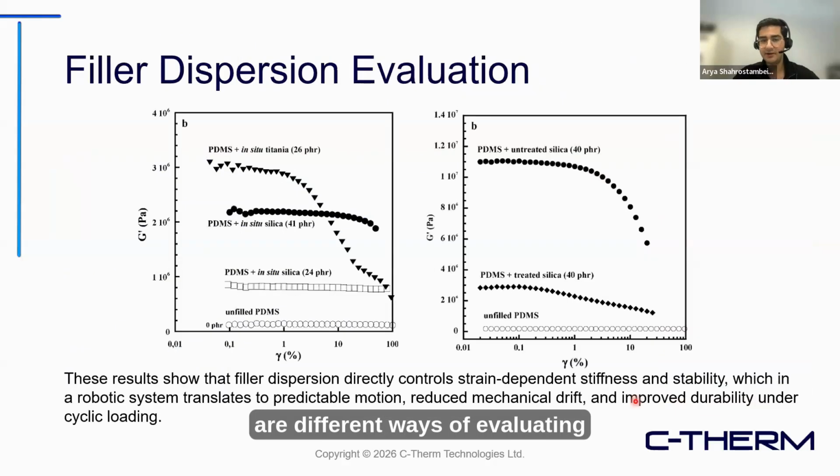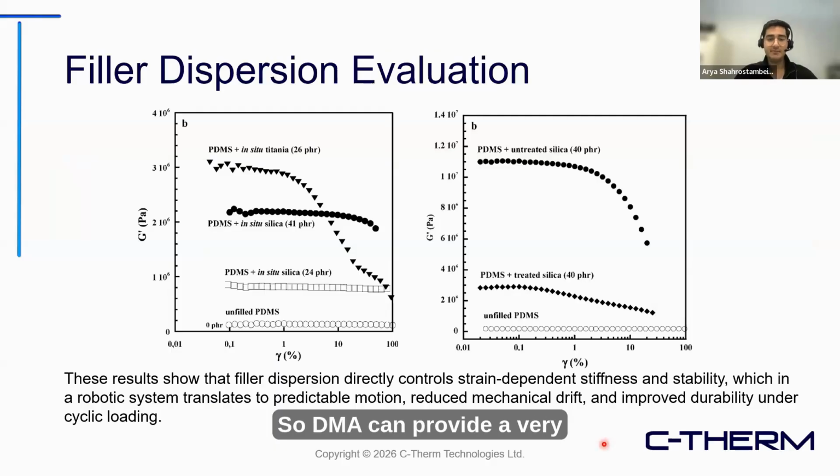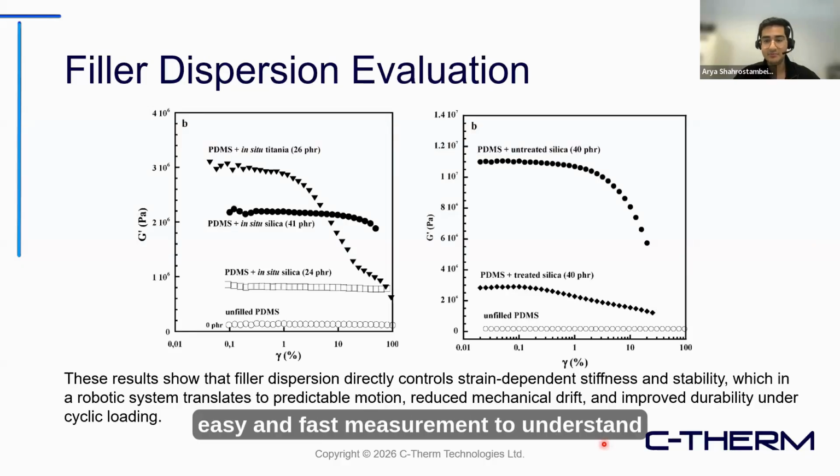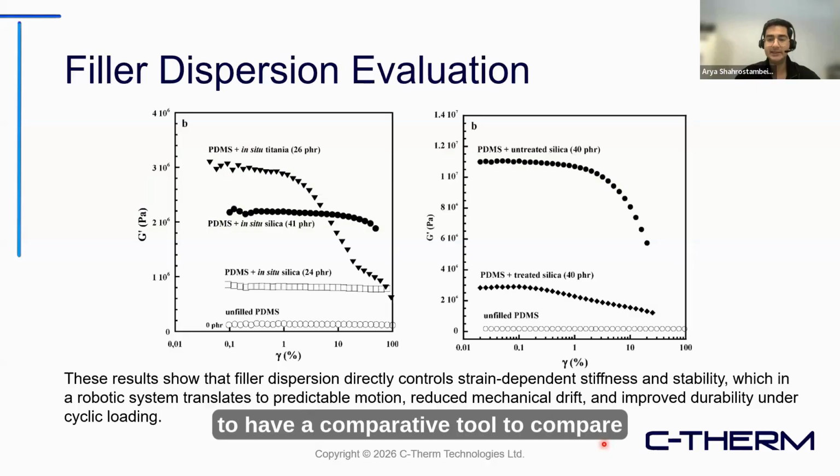There are different ways of evaluating dispersion within a matrix of a composite. However, they can be time consuming or not really cost effective. So DMA can provide a very simple tool, an easy and fast measurement, to give you the capability to have a comparative tool to compare your dispersion between the samples.